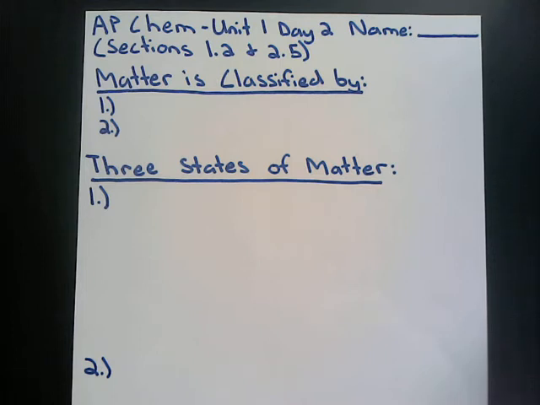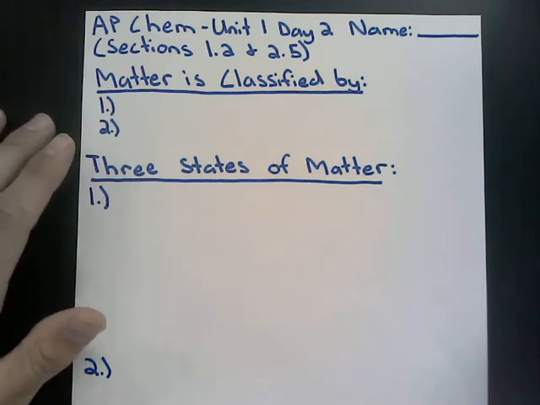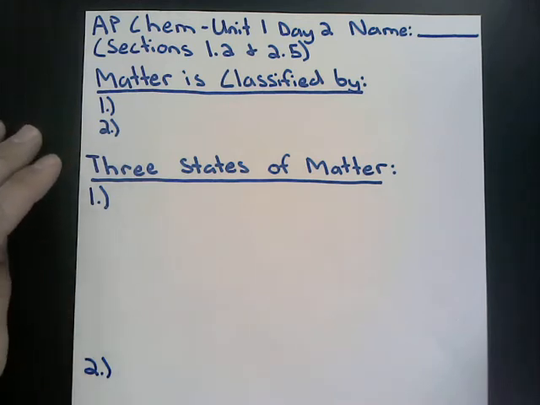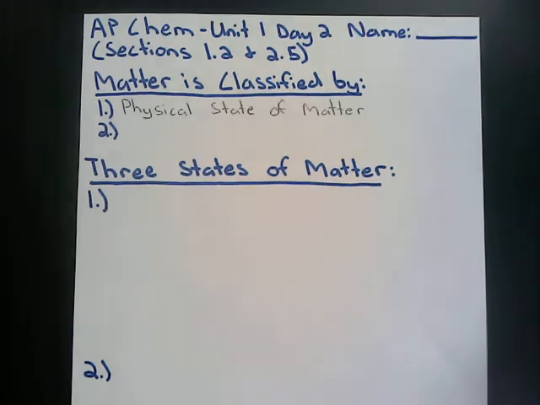So we start off here with how matter is classified. For us, matter is going to be classified by two simple categories. The first of these categories is the state of matter. The second way we classify matter is by its composition.